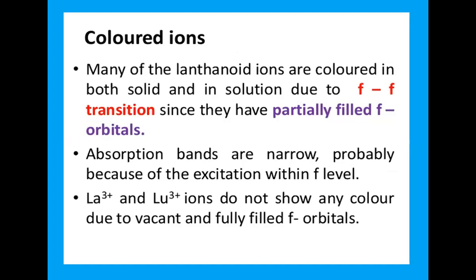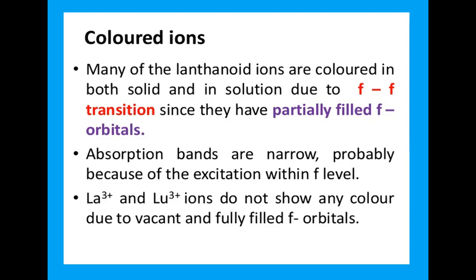Many lanthanide ions are colored, either in solid or in solution state, just like d-d transition. Here also it is due to partially filled f orbitals. Lanthanides are also capable of showing f-f transition, which leads to absorption and emission of a different color within the visible region, and at the same time the absorption bands are narrow. It is because excitation takes place within the f level that they are colored.